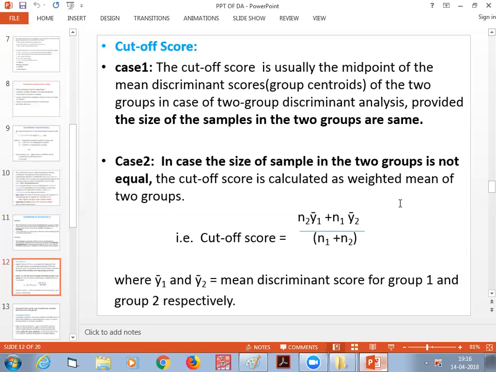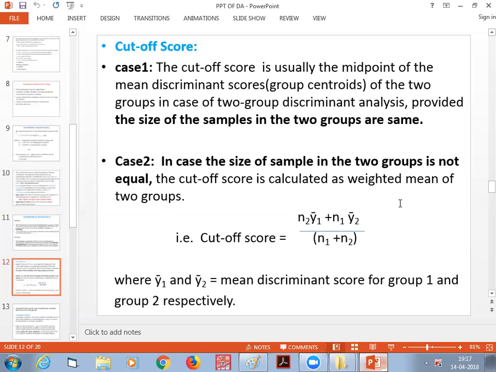Centroid is, for each group, the mean value. Okay. Cutoff score means we are taking the mean values of both the groups, calculating equally. Suppose the sample sizes are different, let us say there are 30 buyers and 10 non-buyers before doing the discriminant model. So N1 is 30, N2 is 10, and we have the discriminant score for the buyer group as Y1 bar. Look at the formula. Y2 bar is the average discriminant score for the non-buyer group.